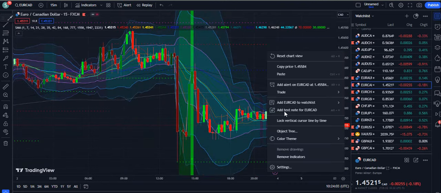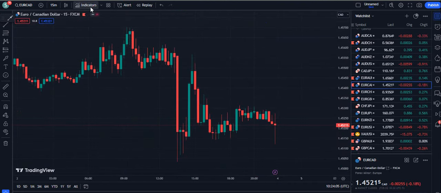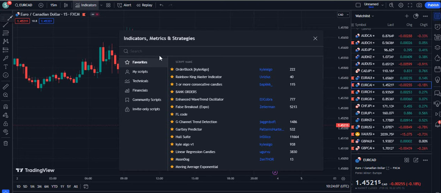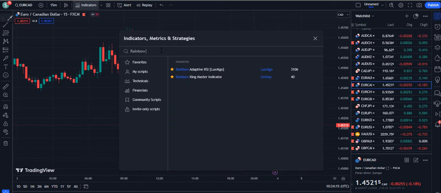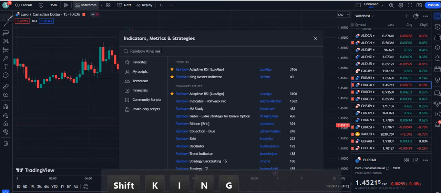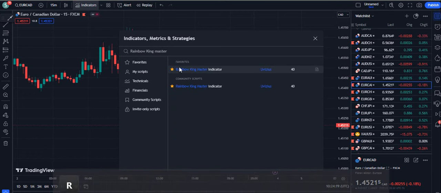Okay, so I'm going to remove that indicator setup from my screen, and all we need is to go into the indicator section, and here we need to write rainbow. Okay, and then we will give a space, then we will write king master. When you write rainbow king master, this indicator will come, called the Rainbow King Master indicator by UVZIS.